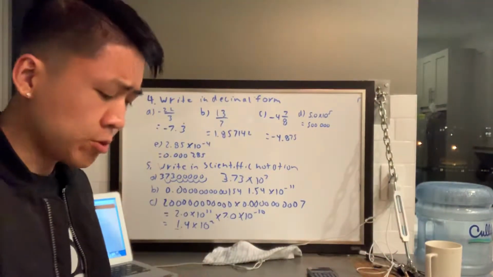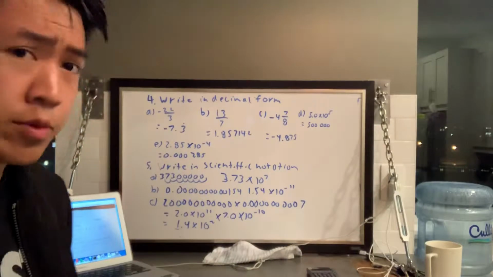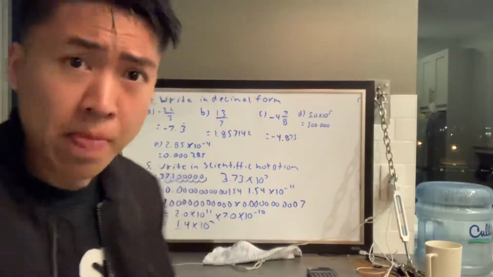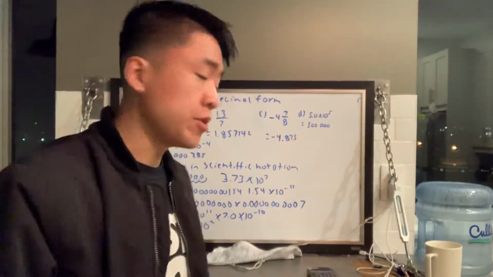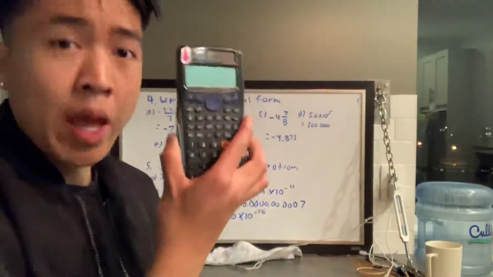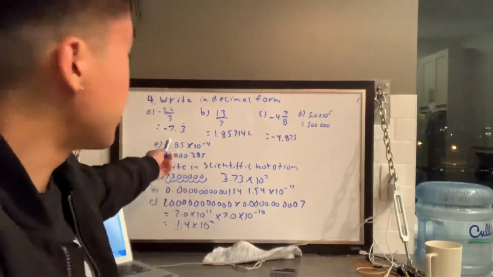Well, for this example, we first have to take the numbers from fractions and turn them into decimal form. So we have negative 22 over 3. We really just have to use Mr. or Mrs. calculator right here. Punch it in. You get negative 7.3.